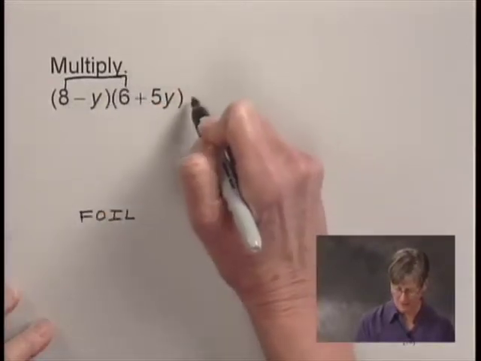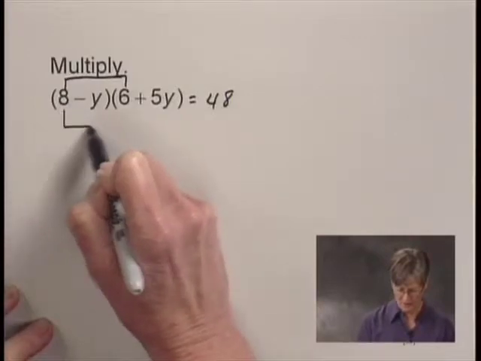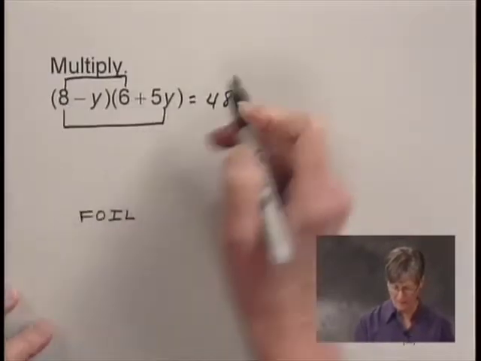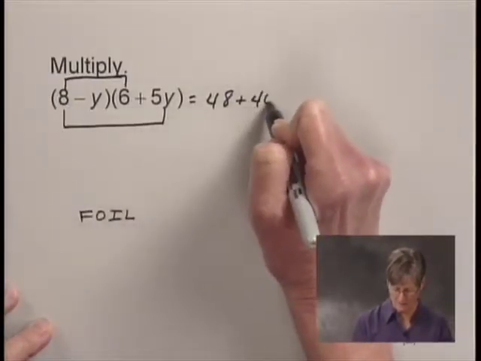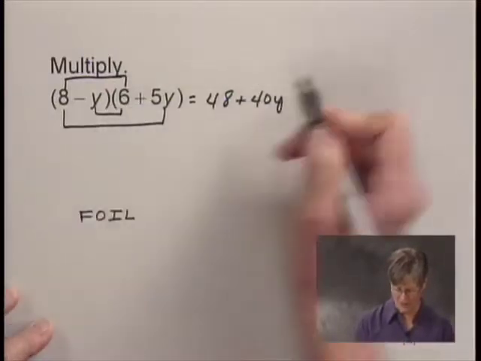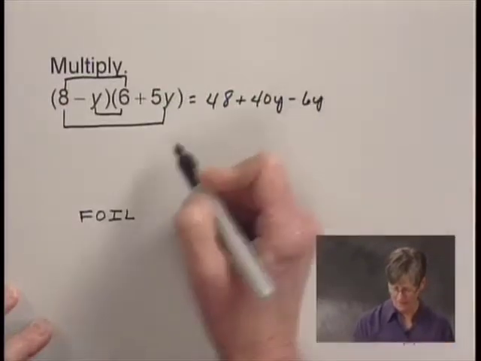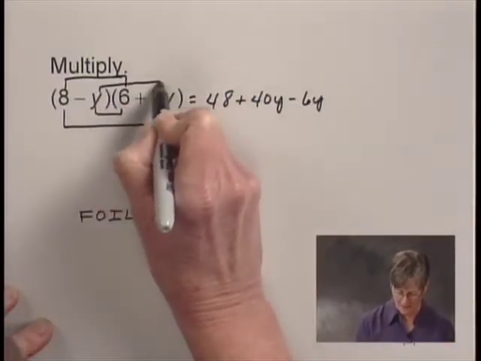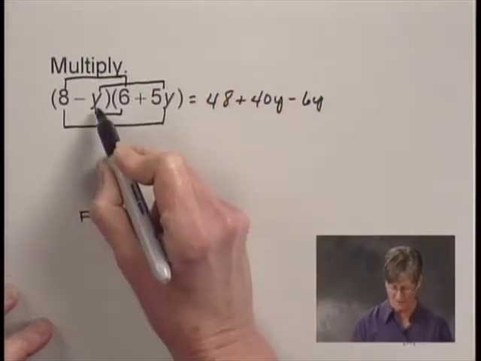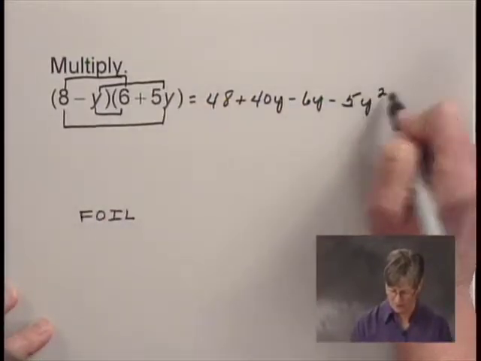We have 8 times 6, which is 48. The two outside terms, 8 times 5y is 40y. Now the two inside terms, we have the opposite of y times 6, which is negative 6 times y. And finally, the product of the last two terms of each of these binomials, the opposite of y times 5y, we'll have minus 5y squared.